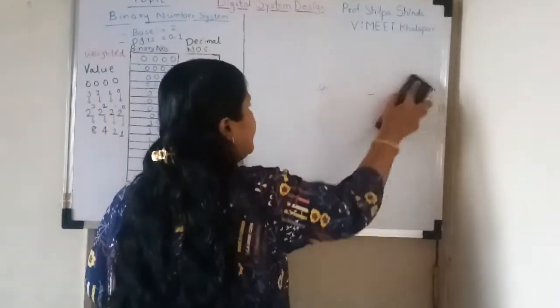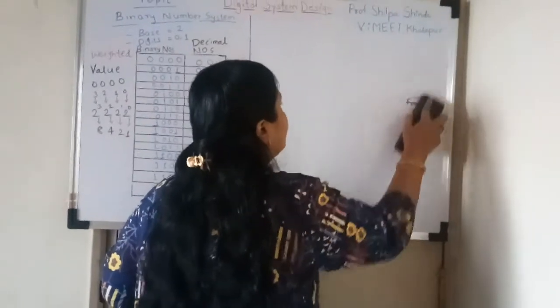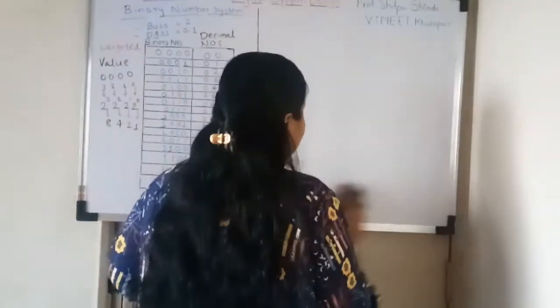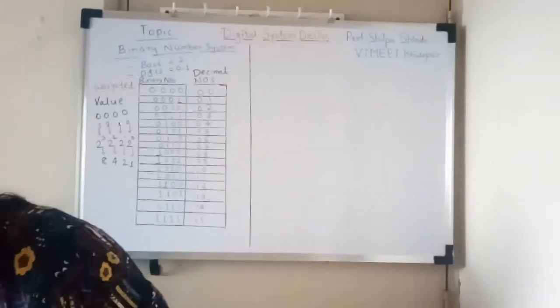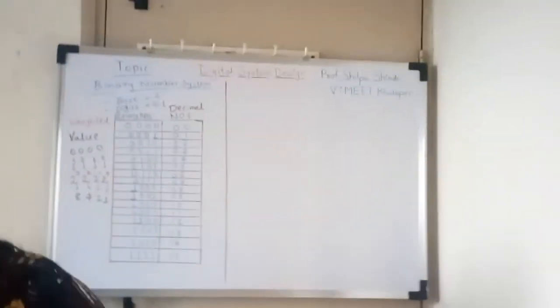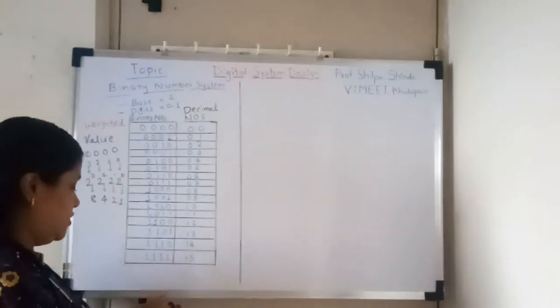Now we will find the equivalent numbers. We'll take some examples of numbers. Here the example is binary to decimal conversion.